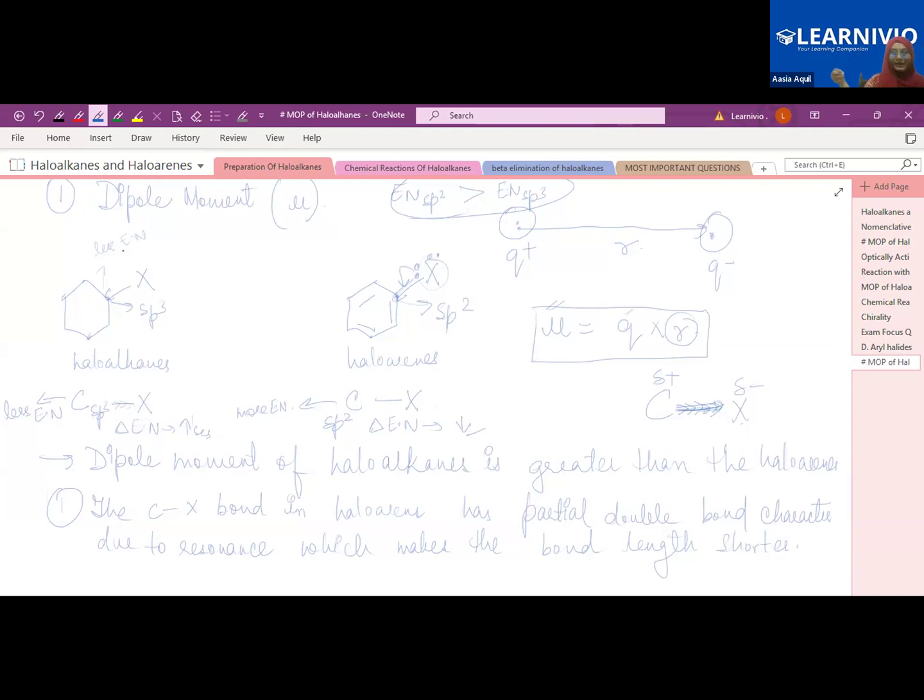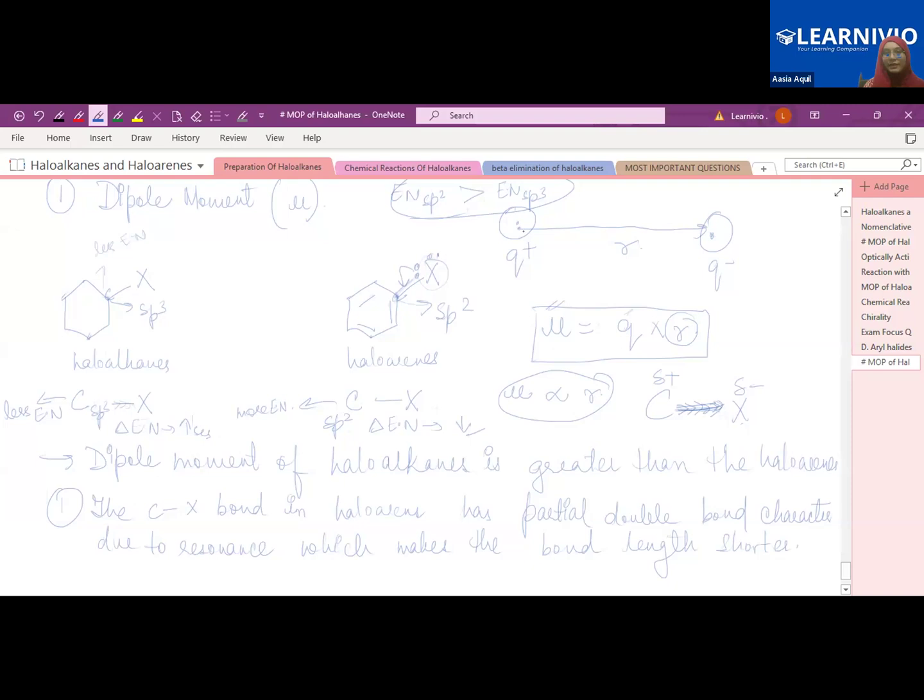Automatically the distance between the two charges, the plus charge and the minus charge, will increase, right? If the bond length becomes larger, the dipole moment also becomes greater. See, here you can see the dipole moment is directly proportional to the distance between the two charges. So due to that, the dipole moment of haloalkanes is greater as compared to haloarenes.